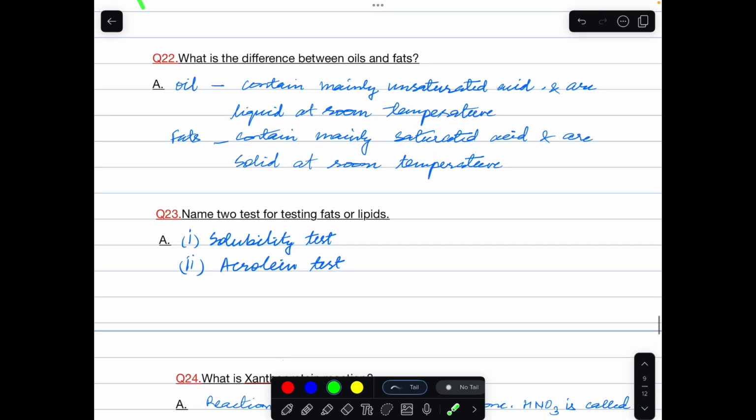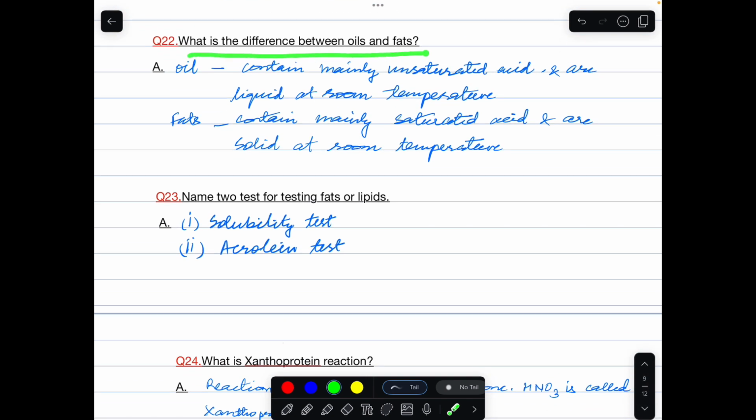What is the difference between oils and fat? Oils and fats have different melting points. Therefore, oils are liquid at room temperature while fats are solid at room temperature. And oils contain mainly unsaturated acids, while fats contain mainly saturated acid, that is, saturated carboxylic acid. And here we have unsaturated acid.